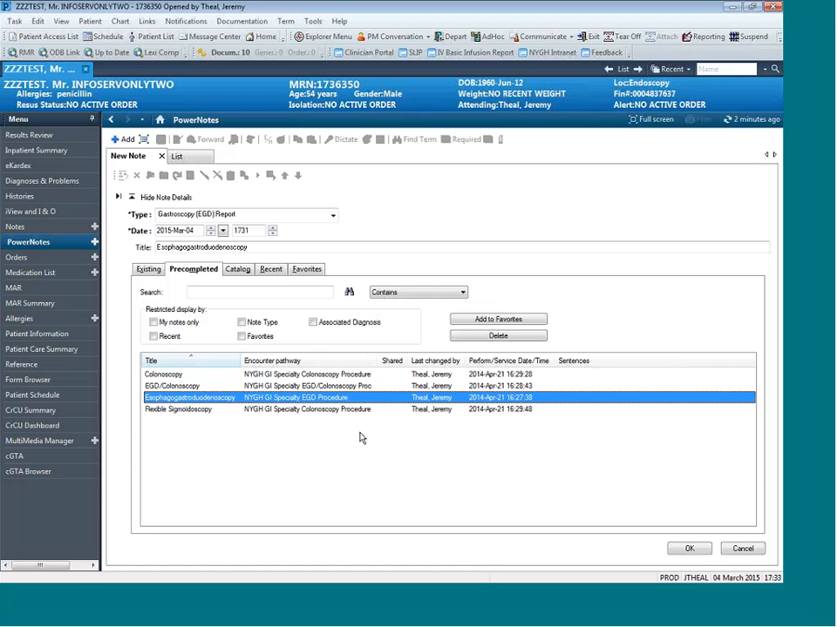This is Dr. Theal. In this session, I'm going to demonstrate completing an upper endoscopy or esophagogastroduodenoscopy note on a patient. In this session, I'm not going to narrate the various sections of the note because that was done previously.